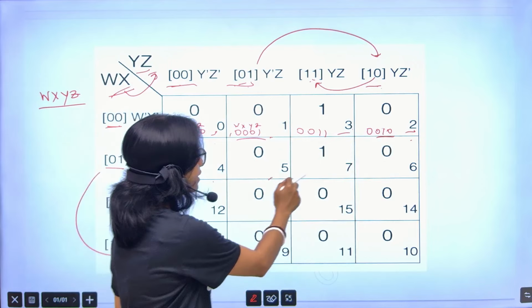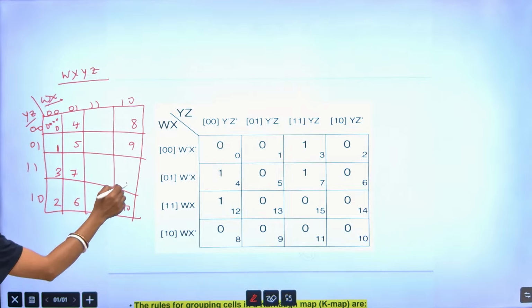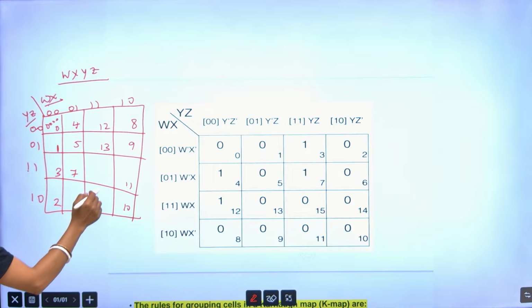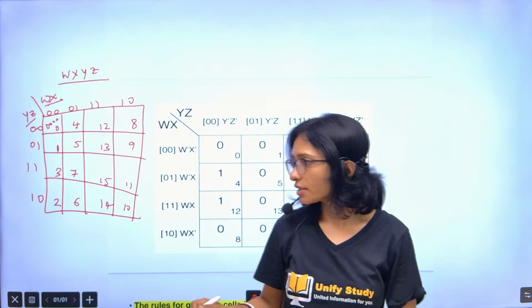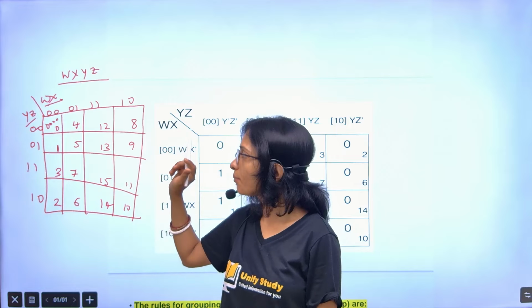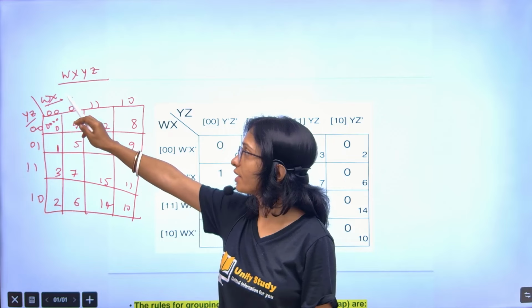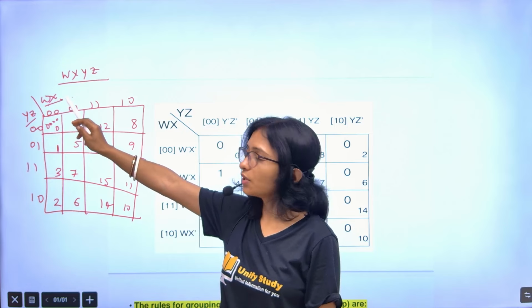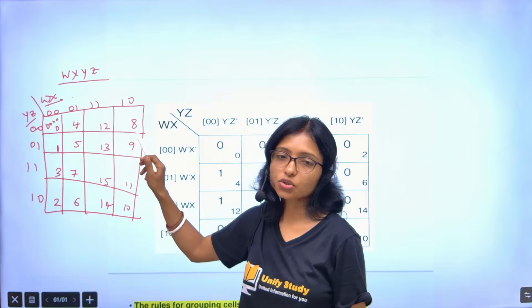Now again you see that this one will be 4, 5, 6, 7. This is 8, 9, 10, 11, 12, 13, 14 and 15. As we change the order of WXYZ, the cell value also changes. So at the time of doing KMAP, most important is to check in which way the variables are given and in which direction we are reading. According to that, these cell values are also changing.